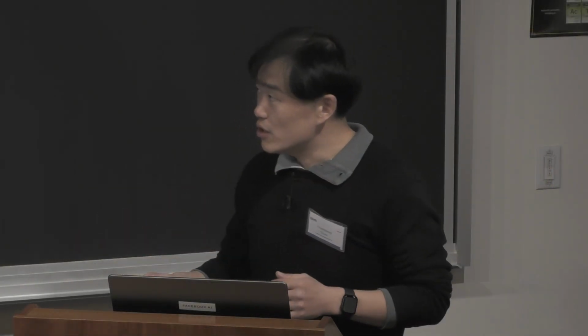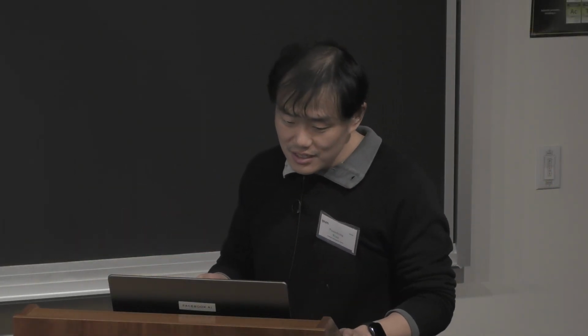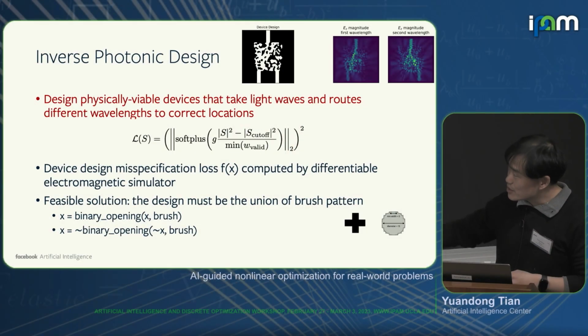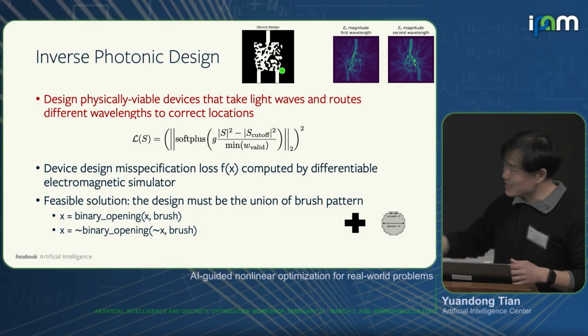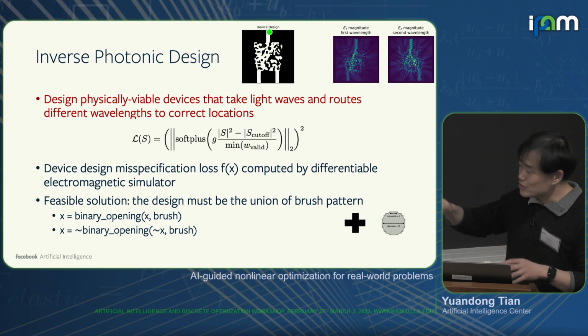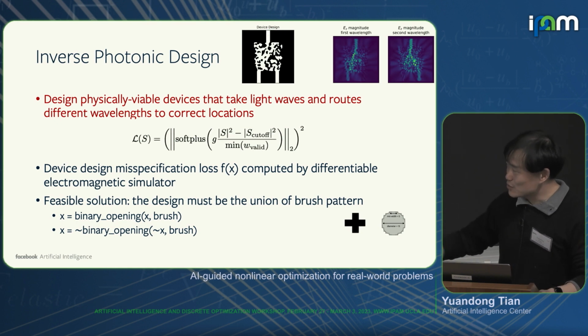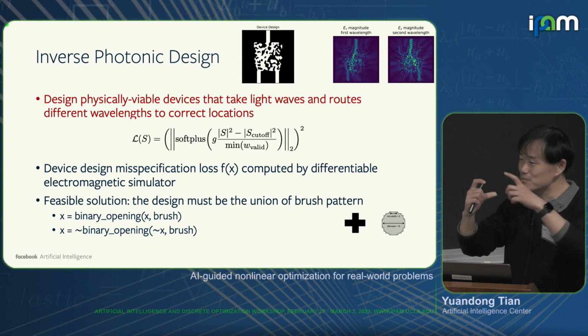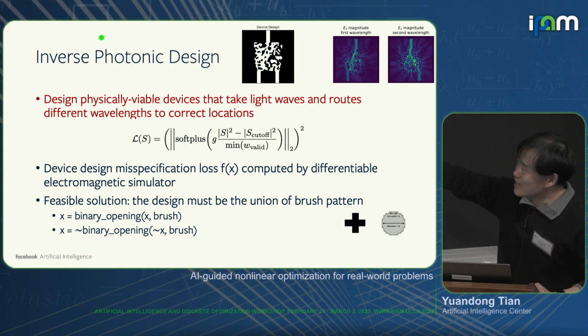The second application is called inverse photonic design. That's another application, an interesting one for material design problems. For this one, the goal is to design physically viable devices that take light waves and route them to different paths, depending on their wavelengths. This is a small device, for example 100 by 100 nanometers, very, very small. You have light coming from above, and what you want is for the light to go to different routes depending on their wavelengths.